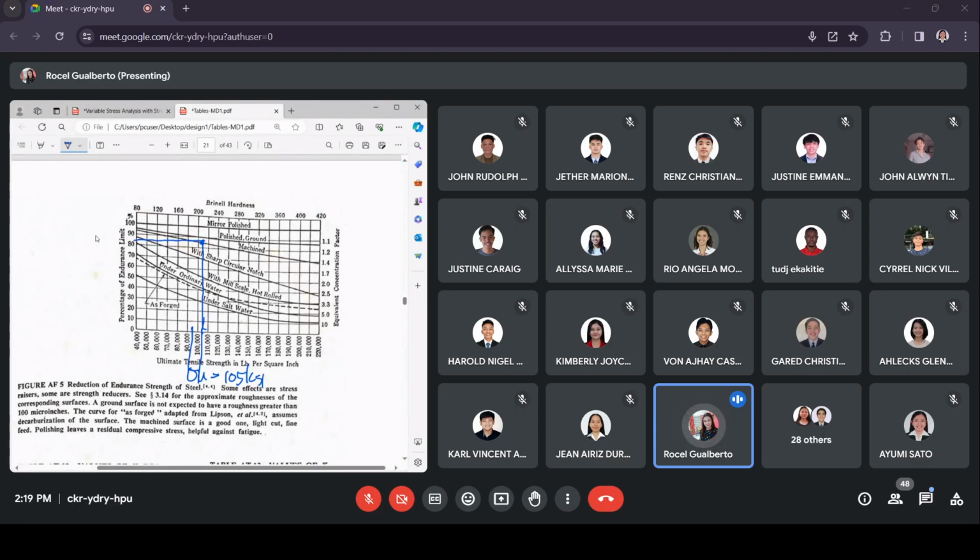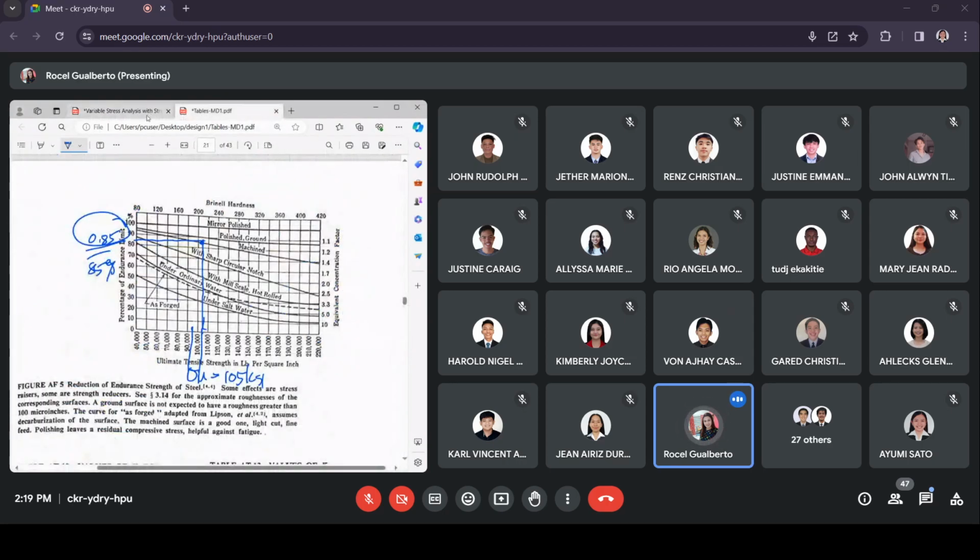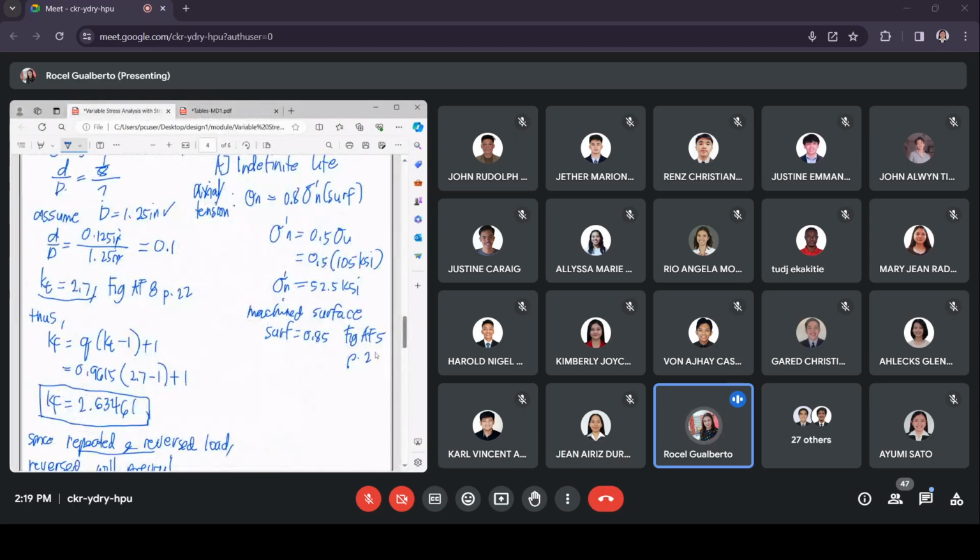Okay, so approximately 0.85, or say 85%. So you use 0.85 for the surface factor. Surface factor is equal to 0.85, taken from figure AF5. This is on page 21.